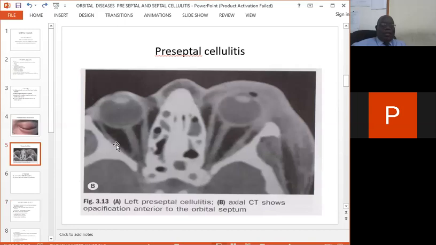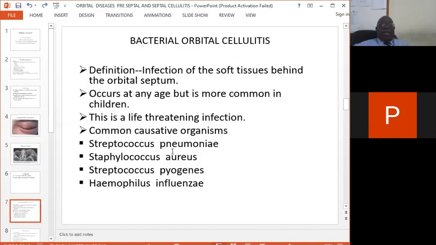It will be here, behind here. The orbit is there. These are the bone orbit there. Preseptal is outside there, but the orbital one is here inside. So the definition of orbital cellulitis is infection of the soft tissues behind the orbital septum, while preseptal is in front of the orbital septum.